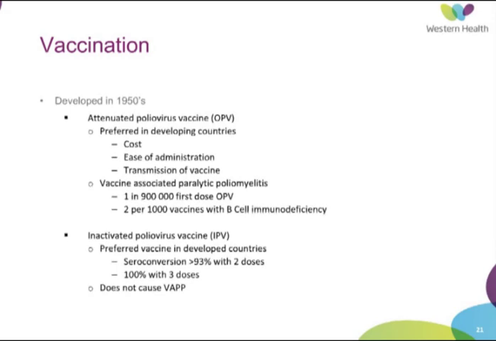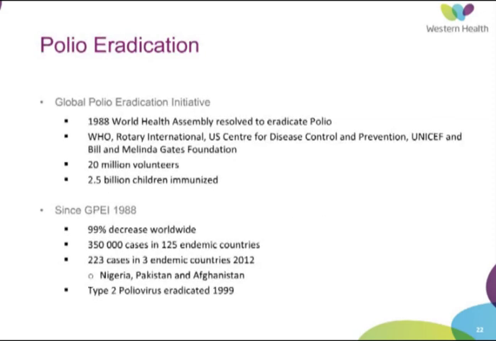So the polio eradication program is a great success, I suppose, of modern medicine. In 1988, the World Health Assembly resolved to eradicate polio, and this was off the back of the smallpox eradication in 1980. This is a combined project from the World Health Organization, Rotary International, US CDC, UNICEF, and then the Bill and Melinda Gates Foundation have been big sponsors. There have been 20 million volunteers worldwide providing these vaccines, and they've immunised over 2.5 billion children. Since the introduction of this program, there's been a 99% decrease worldwide of acute polio infections.